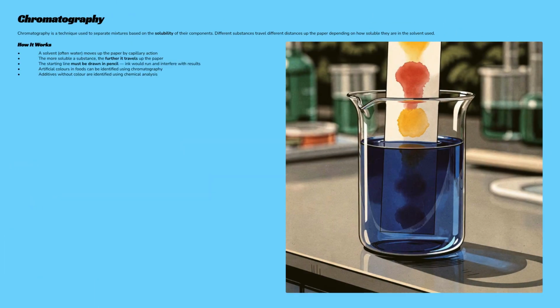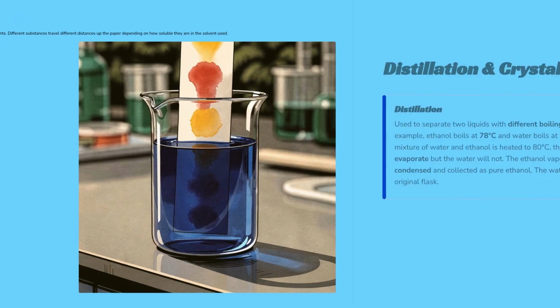Chromatography separates mixtures based on the solubility of components. More soluble substances travel further up the paper. Ensure the starting line is drawn in pencil to avoid interference with results.